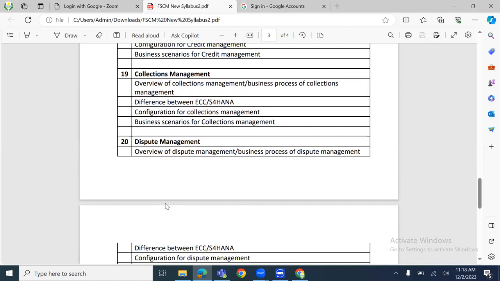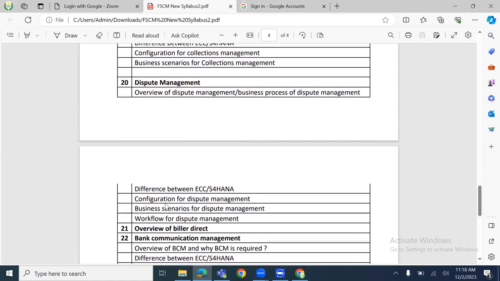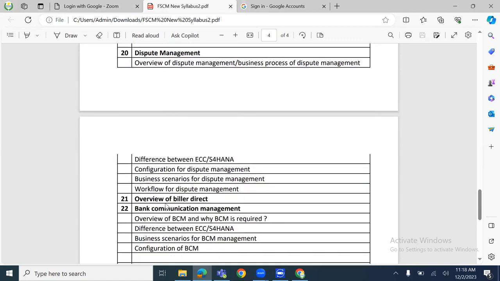Coming to the collections management. So overview of the collections management, how the collections process is going to work. Then how the collection segment will be created and how it will be associated with the BP. So all the topics, I mean, end-to-end scenarios will be covered in the collections management. Then coming to the dispute management.